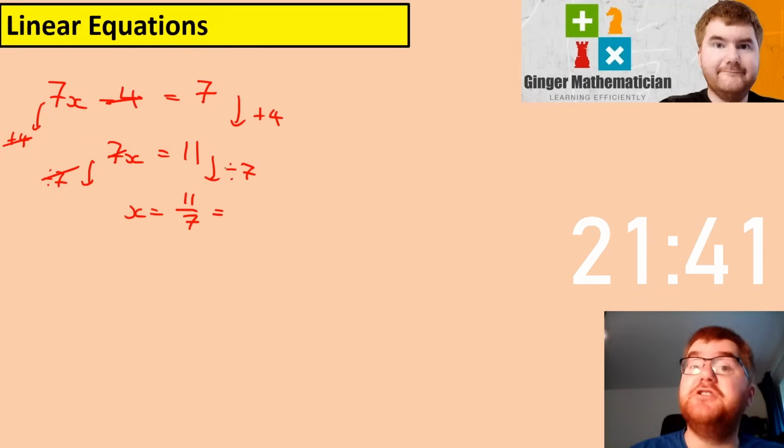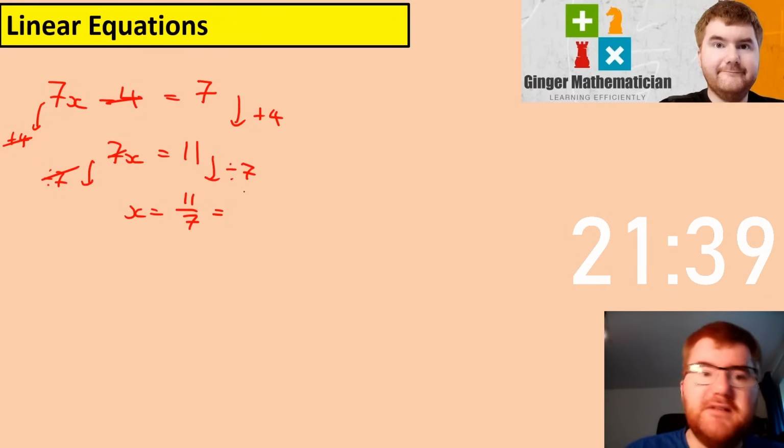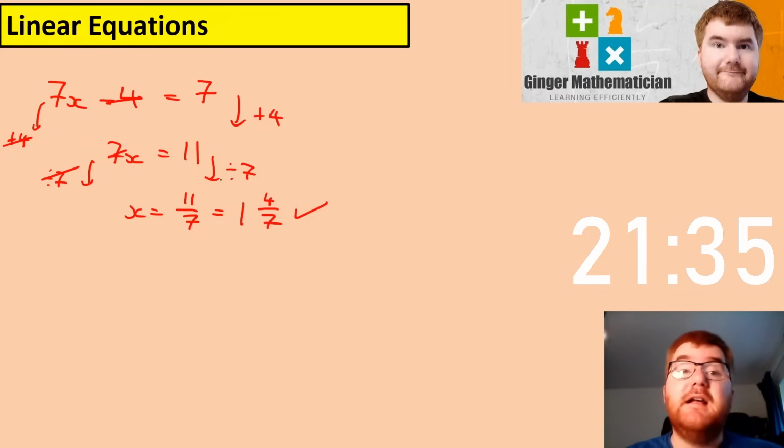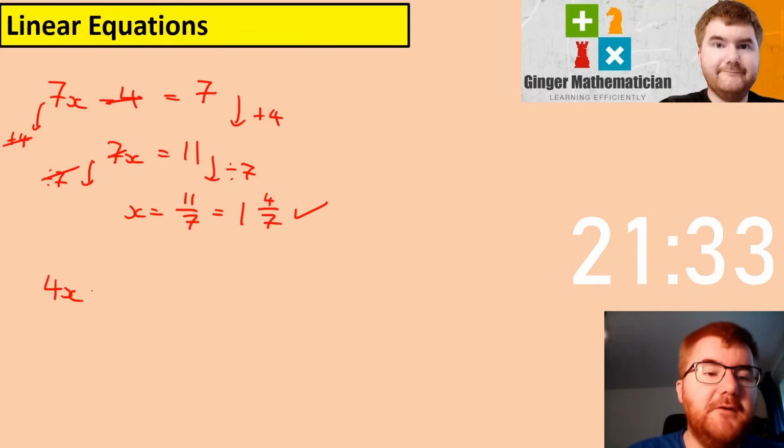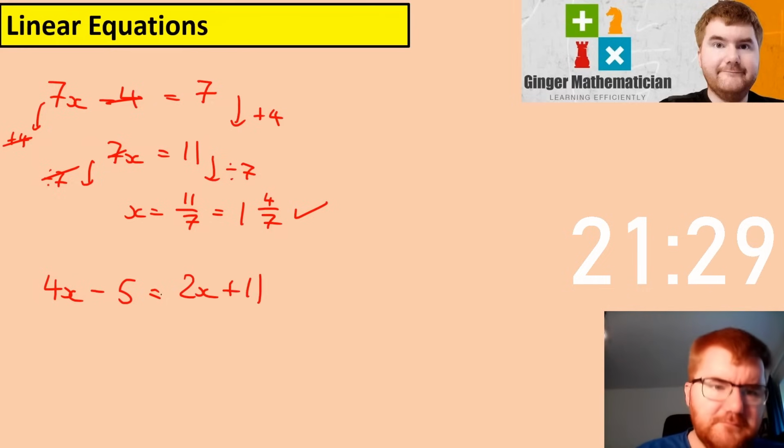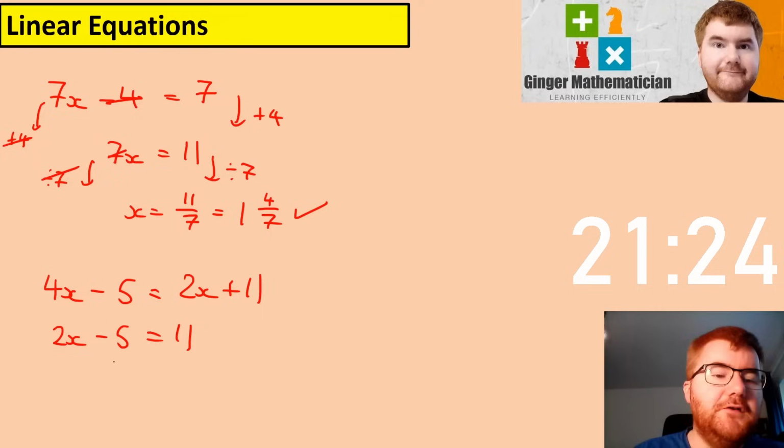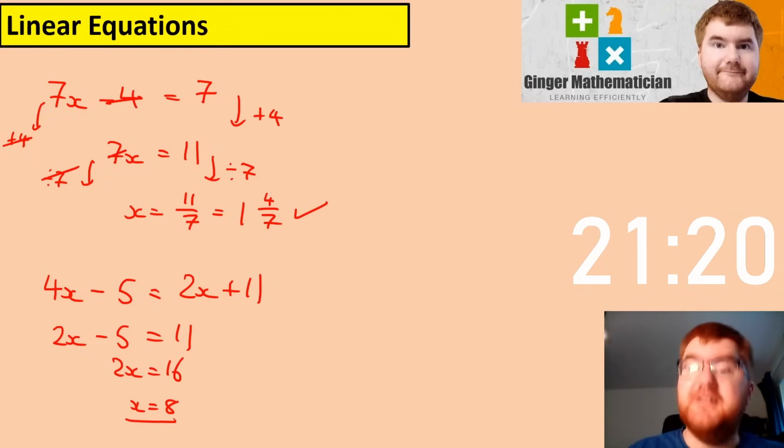Again, we could also change this to an improper fraction, a mixed number, sorry, so it's 1 and 4 over 7. That also works. Again, be familiar when you have x's on both sides, so something like this, for example, in which case you minus 2x from both sides first, and then we solve in the normal way, and that will then give us x is equal to 8.